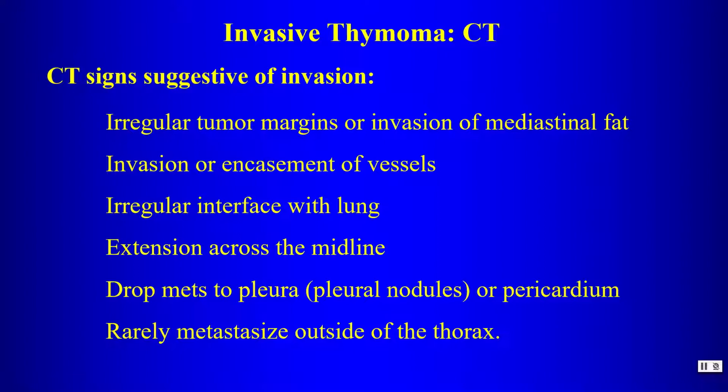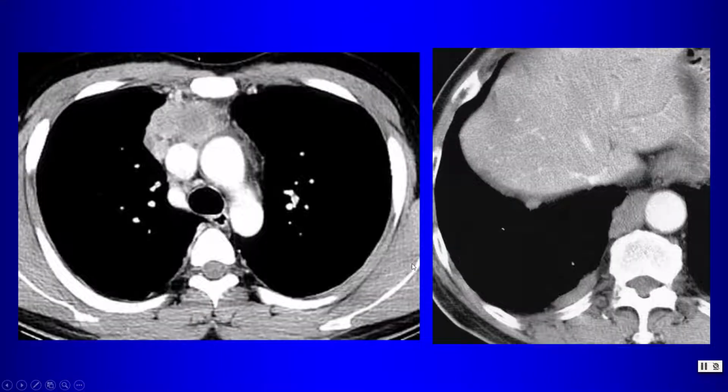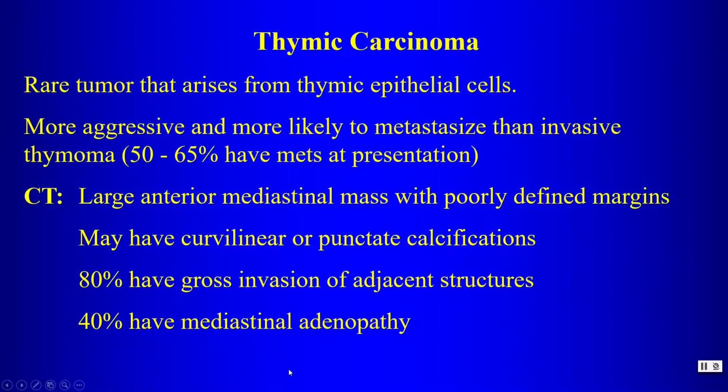So invasive thymoma rarely metastasizes outside of the thorax, so the mode of spread is usually to the pleural surfaces. So if we have an anterior mediastinal mass with drop pleural metastases, we want to think of invasive thymoma. Thymic carcinoma is also a malignancy of the thymus. This is histologically distinct from invasive thymoma. This is a very aggressive tumor. This can also give you a large anterior mediastinal mass.